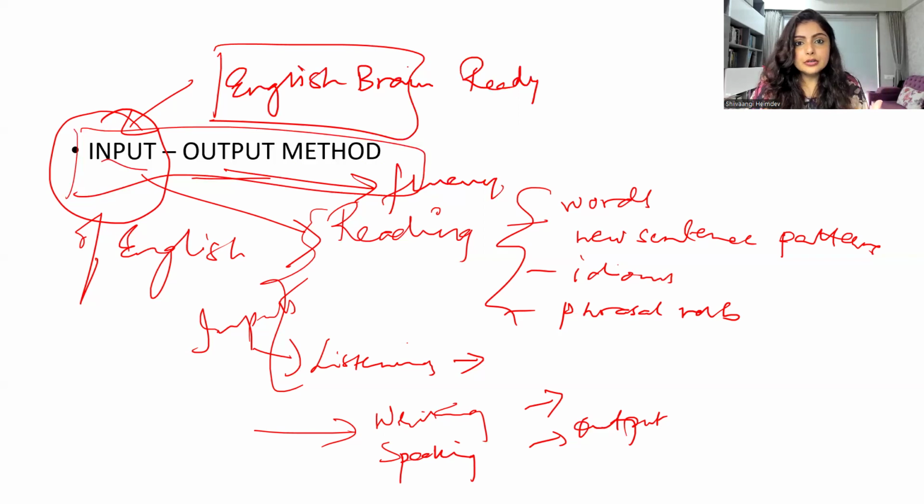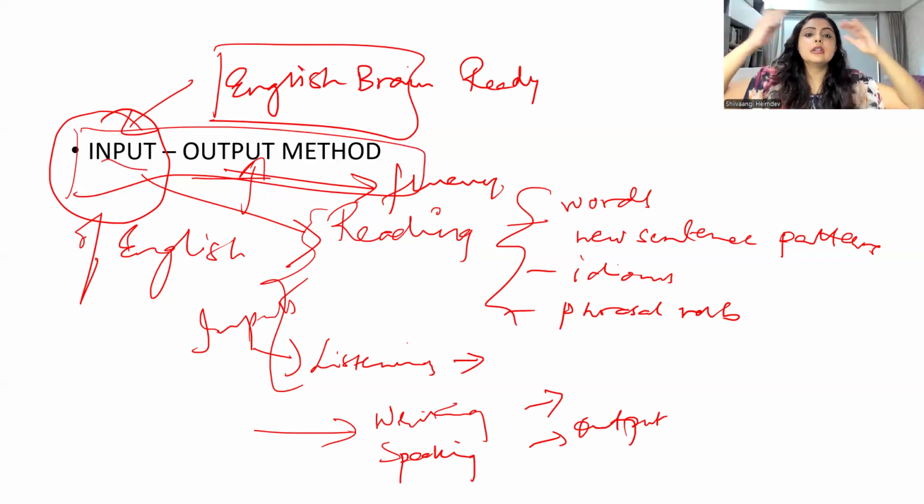So use the reading and listening methods to feed that input, let the brain process, and immediately use it in the form of output. How will you use it for output? By writing and speaking. The more you practice this consciously, feed your brain, let your brain process, and use it as output by speaking and writing, your English brain gets ready.